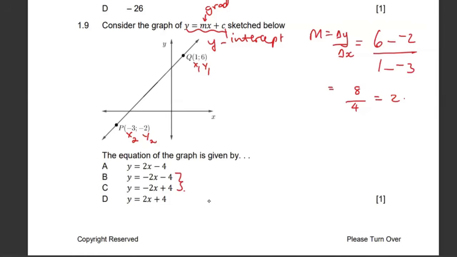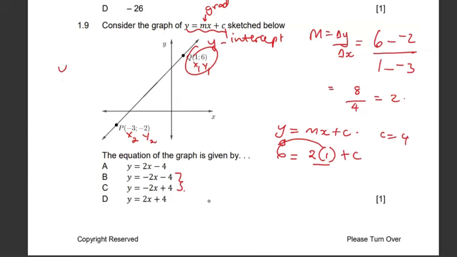Then I know that y is equal to mx plus c. If I use the point 1 and 6, where there is y, I'll put a 6. M is a 2 with a 1 plus c. So 2 times 1 is a 2, when I move it that side, meaning that my c is a positive 4. So y is going to be 2x plus 4, which is option D.